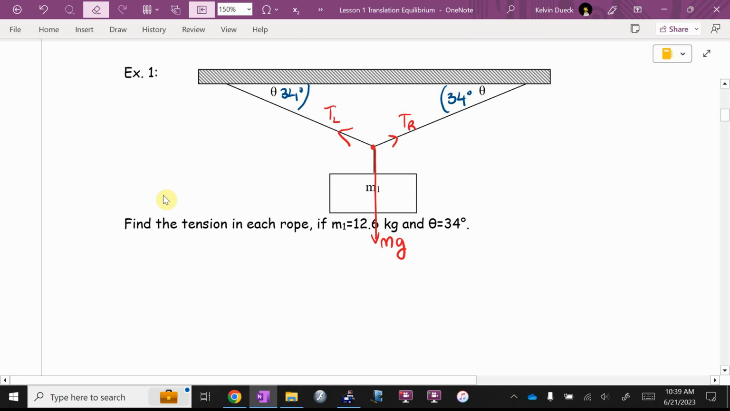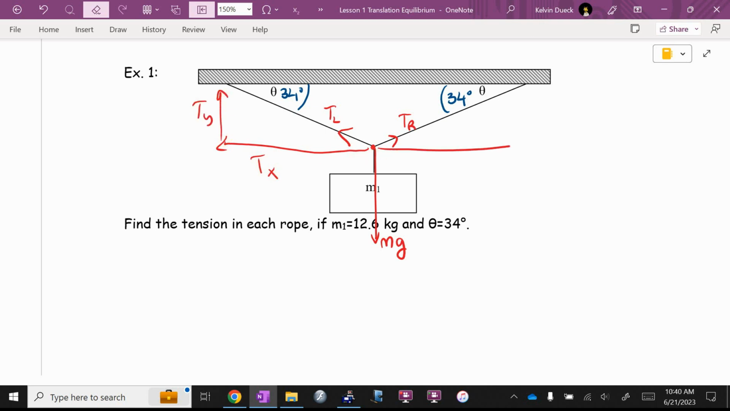We'll take that one step further. You can do this with components. Don't write this down. You could say this is made up of a horizontal tension and a vertical tension, another horizontal tension and another vertical tension. The horizontal tensions cancel out, and tension Y plus tension Y equals mg. That could be your equation where you could start to solve this. You could find an expression for tension Y in terms of the actual tension and get the tension by itself.